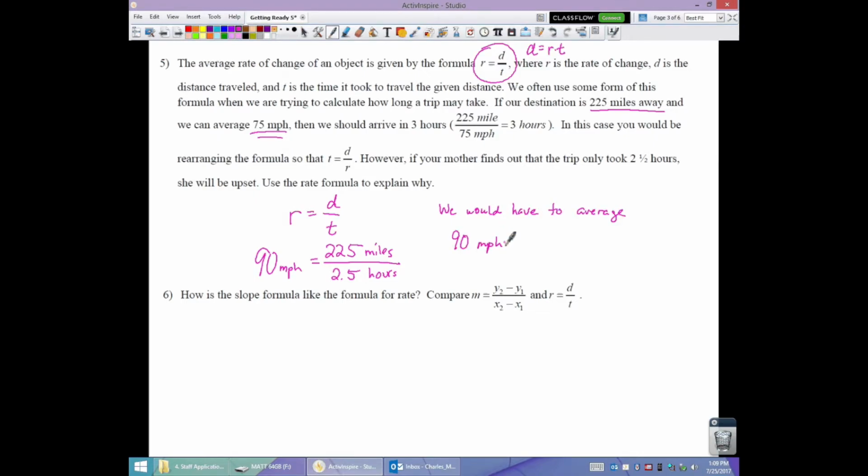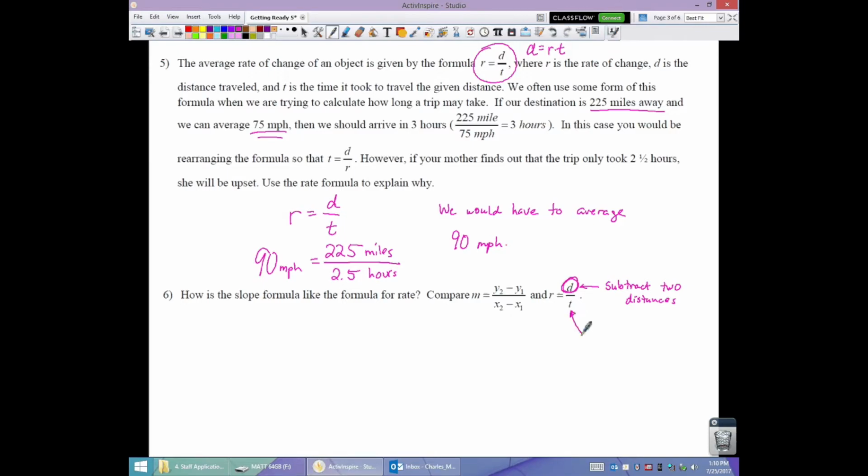So how is the slope formula like the formula for rate? Well, in order to find any distance traveled, we would have to subtract, sort of like we did when we subtracted how far has the penny fallen after 7 seconds. We subtracted where it started and where it ended up. So you would subtract two distances to come up with your total distance traveled.